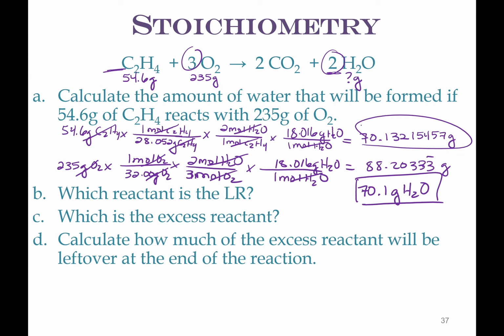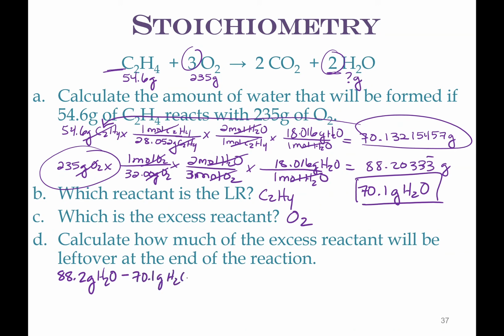From our limiting reactant, which is C2H4, the excess reactant then will be whatever this one is, O2. And now we need to calculate how much excess is left over. So this is where we go and we talk theoretically. If all of this oxygen would have reacted, we could have produced 88.2 grams of water. But we didn't produce it. We only produced 70.1 grams of water, giving us a difference of 18.1 grams that didn't form. I know that's such a weird, grams of water did not form.